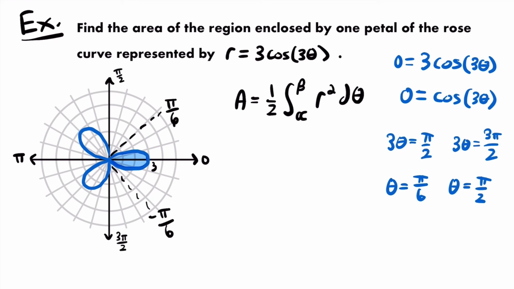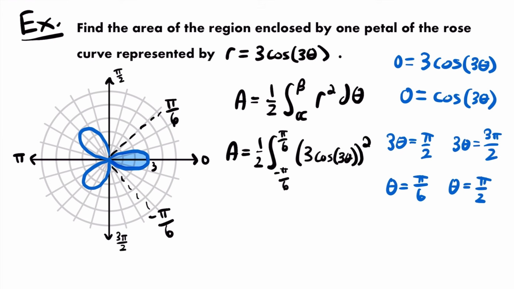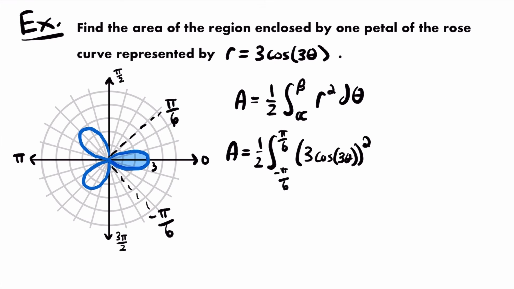So we can set up our definite integral like this. We'll have that the area is equal to 1/2 times the integral from negative pi divided by 6 to pi divided by 6 of r squared, and r is equal to 3 times cosine of 3 theta. So we'll have 3 times cosine of 3 theta squared, and then if I erase this work, we can write d theta. Okay, so this is one way that we could calculate that area.